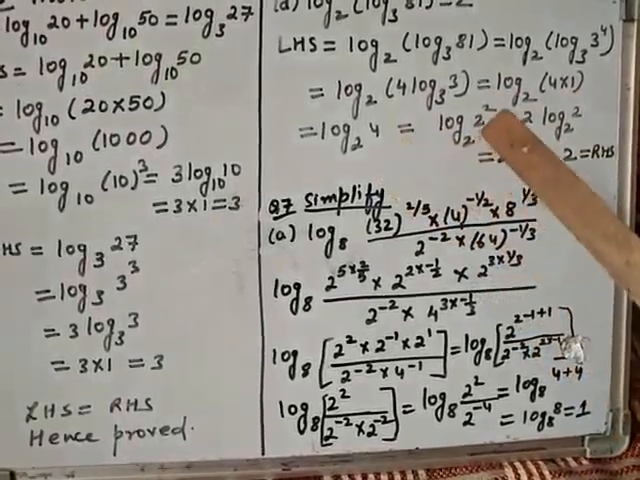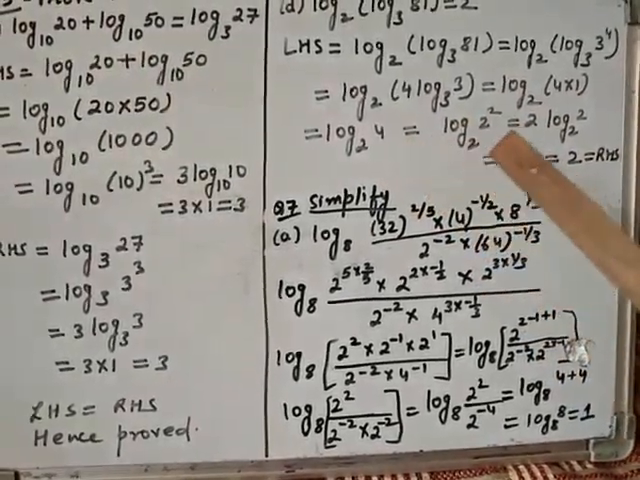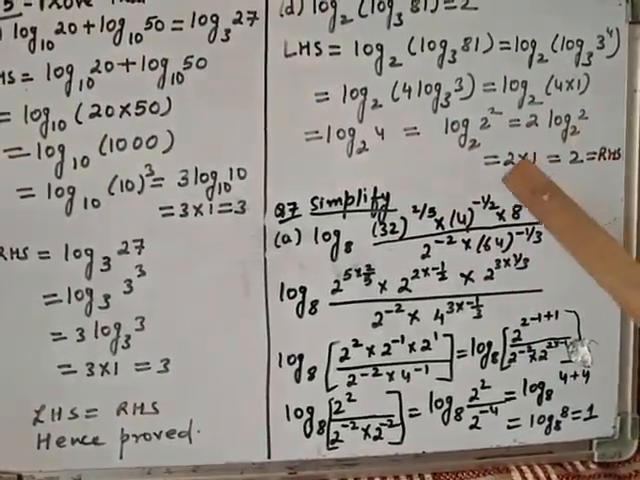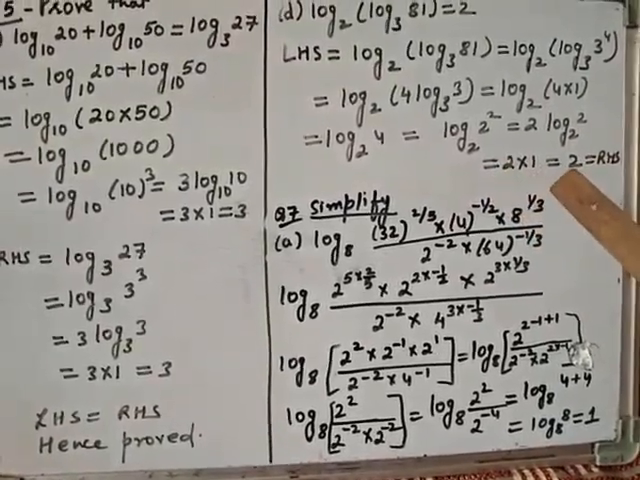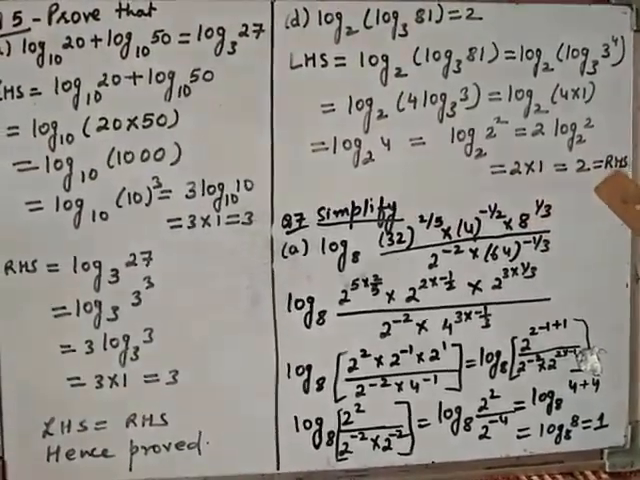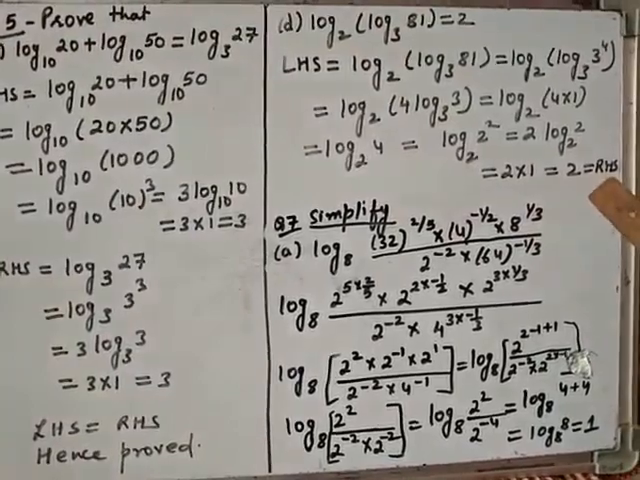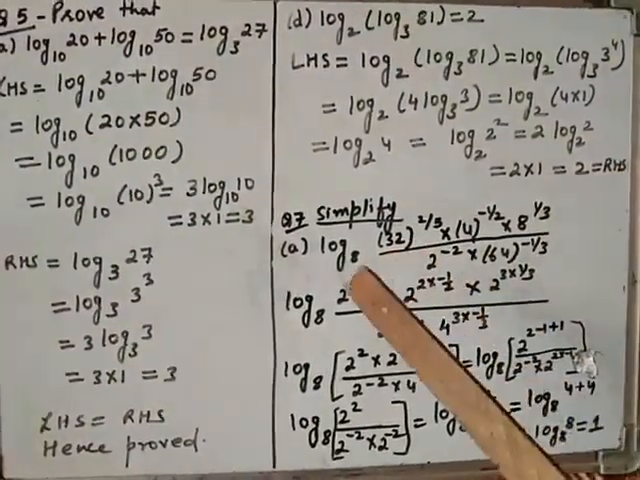4 is written as 2 square. Again this power comes in front. 2 log to the base 2 of 2 is equal to 2 into 1, which is equal to 2, which is equal to the right hand side. Hence proved. Clear, students?